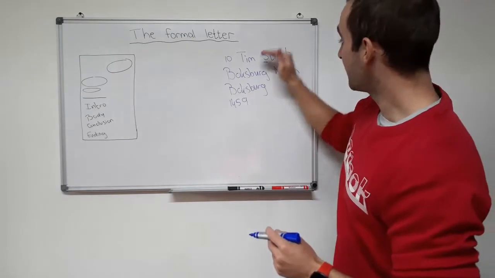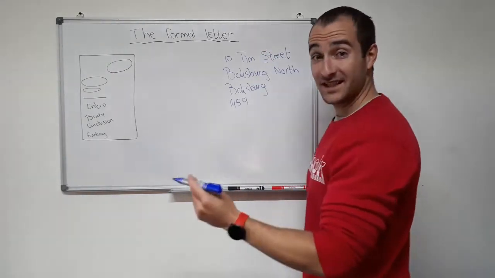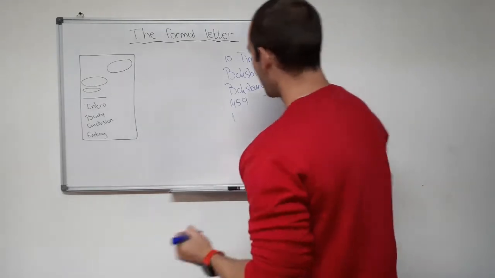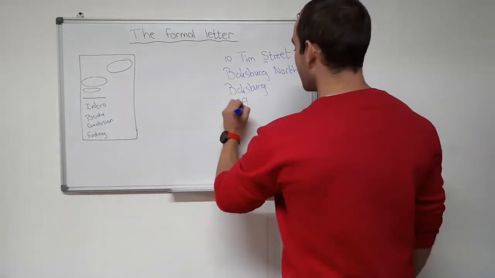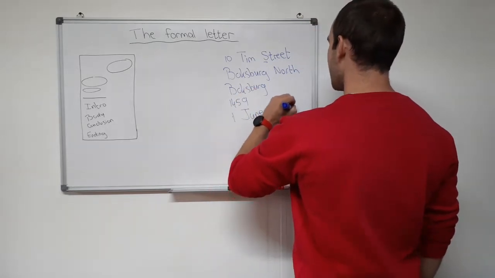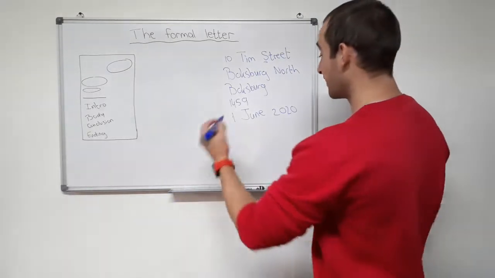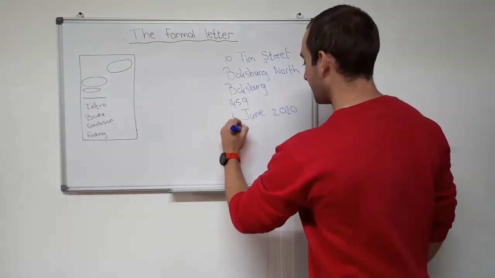Okay, so this is the address. Now we have to add one more thing, which is the date. You'll start with the number, so let's say it's the first, the month, which you will have to write out, and then the year. Okay, so you have to write it out like this. You can't use mathematical, like this.